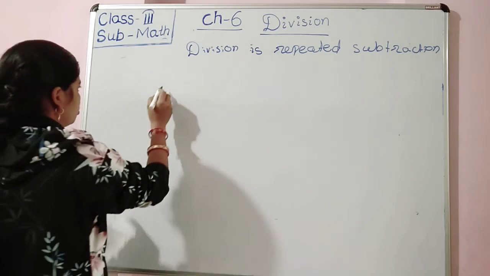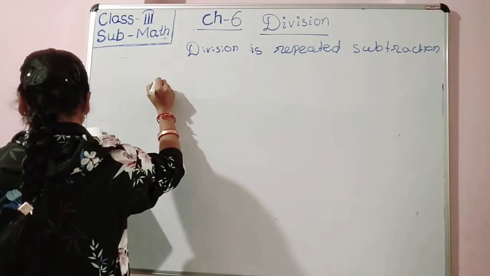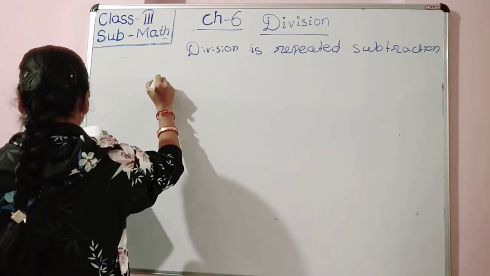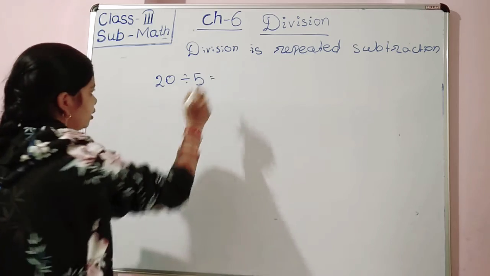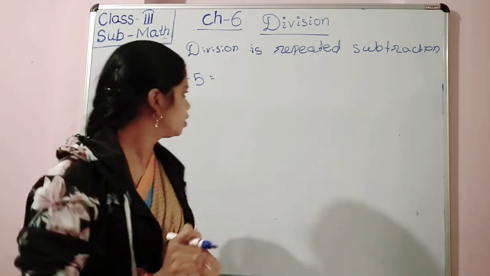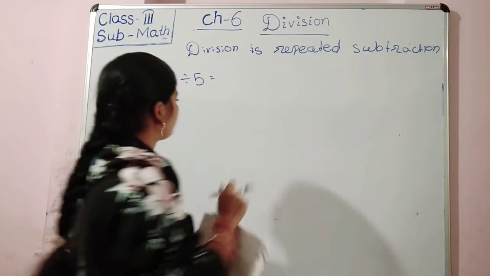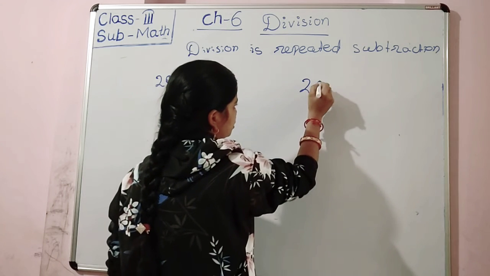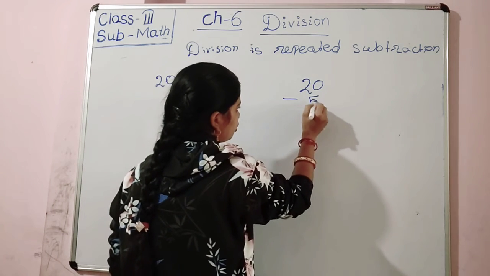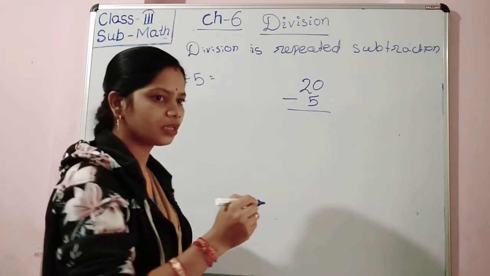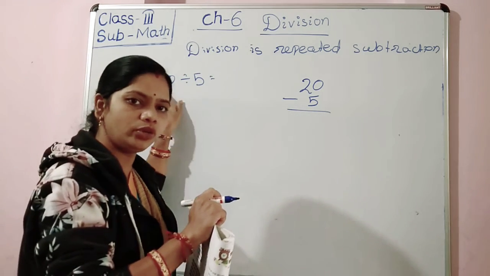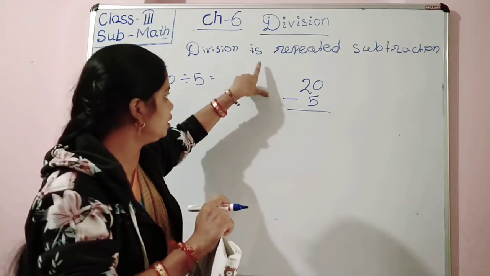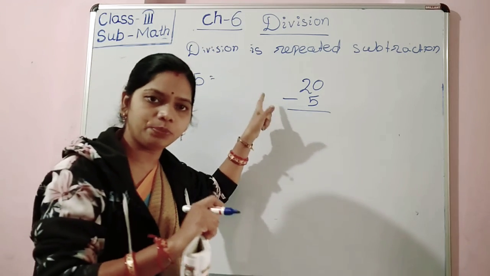Suppose we have to find 20 divided by 5. Okay, देखो first repeated subtraction. First we subtract 5 from 20. Here we know how many times 5 is going into 20. In this we find out by repeated subtraction.